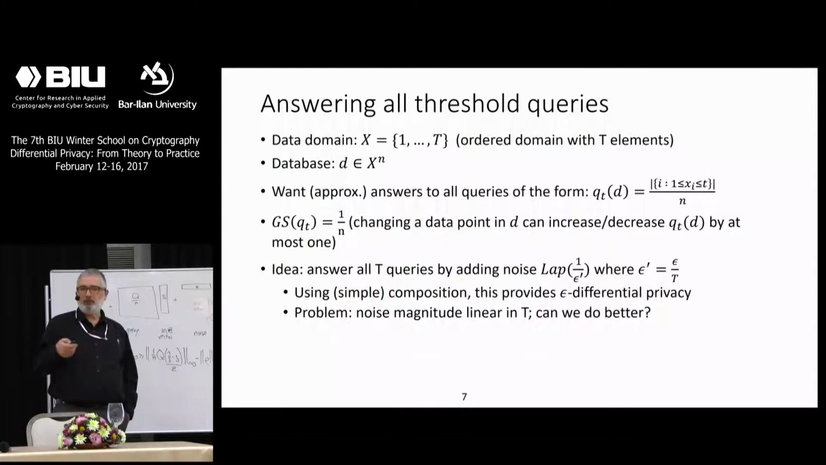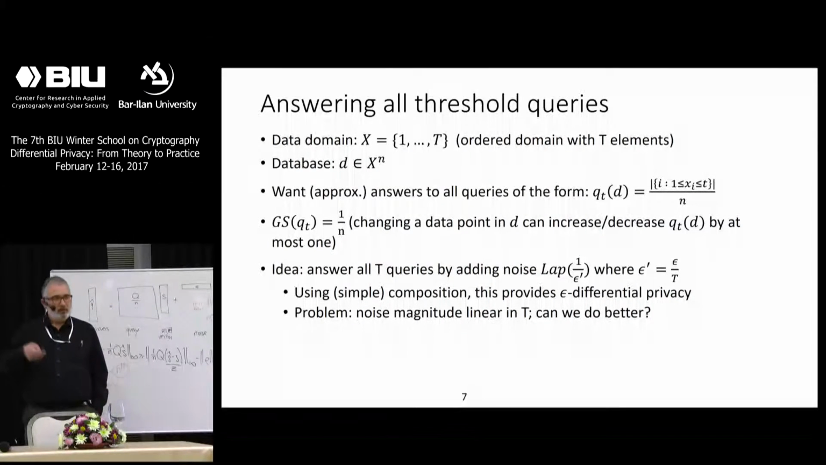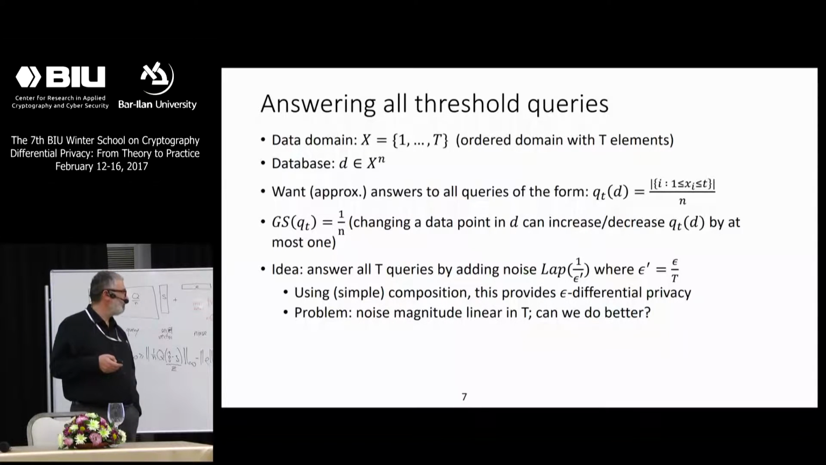If we want to answer all the queries, we have t such queries. We could answer all of them by adding Laplace noise of 1 over epsilon prime, where we divide epsilon by t and use basic composition. But the problem with this solution is that the noise magnitude is really huge, about t over epsilon. Can we do that with smaller noise?